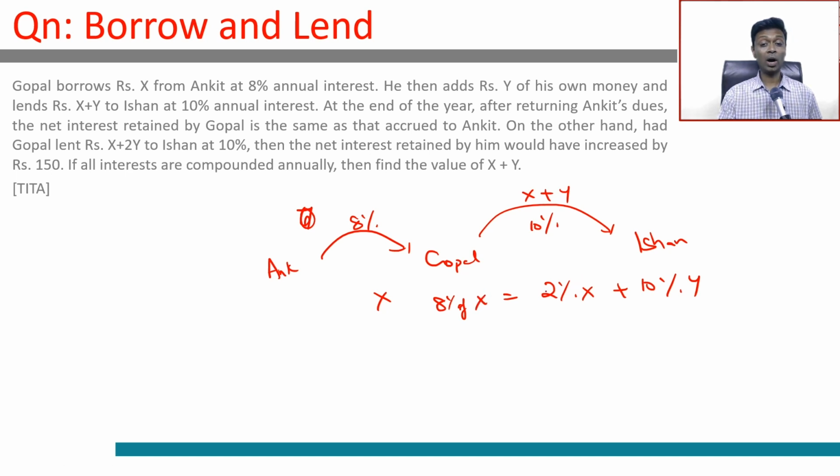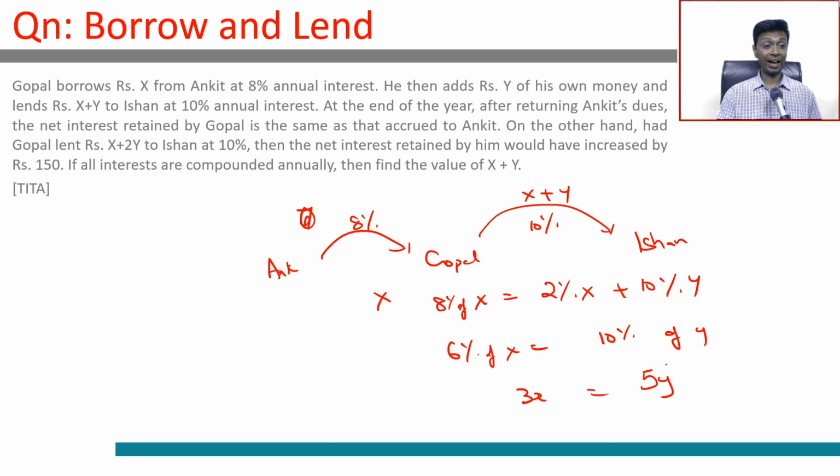Interest accrued to Ankit is 8% of X. What Gopal would have got is 10% of X plus 10% of Y, of which 8% of X is given away. Remaining 2% of X plus 10% of Y is 8% of X, or 6% of X is 10% of Y. 3X equals 5Y.